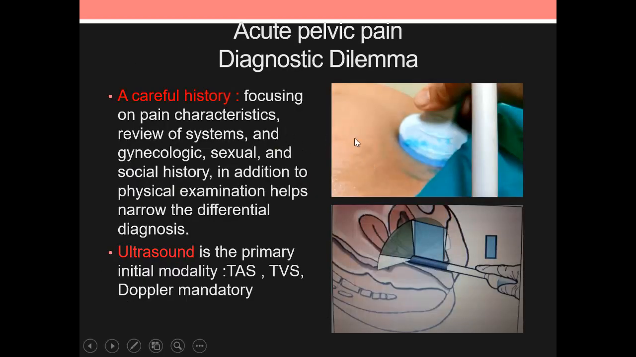We should first have careful history taking, focusing on the pain characteristics, review of symptoms, gynecological, sexual, and social history, in addition to the physical examination that helps to narrow the differential diagnosis. Of course, ultrasound is the primary imaging modality of choice. We do first transabdominal ultrasound, followed by transvaginal ultrasound, and Doppler is mandatory in all acute gynecological conditions.